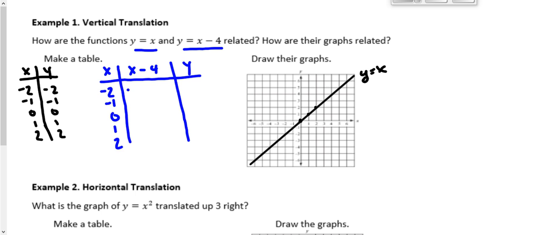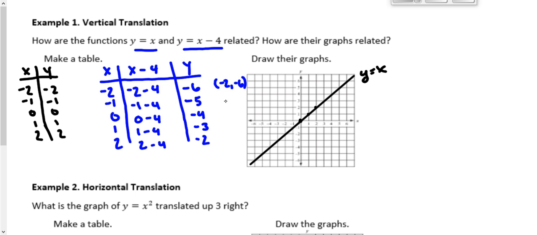I'll use the -2, -1, 0, 1, and 2. But this time when I plug it in, I'm going to have -2, which was my original, minus 4. Now I'd have -6. I'd have -1 minus 4, which would give me -5. 0 minus 4, -4. 1 minus 4 would be -3. And 2 minus 4 would give me -2. So my new coordinate points are going to be -2, -6, -1, -5, 0, -4, 1, -3, and 2, -2.